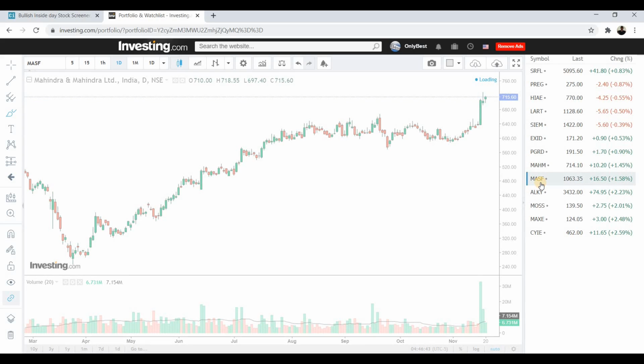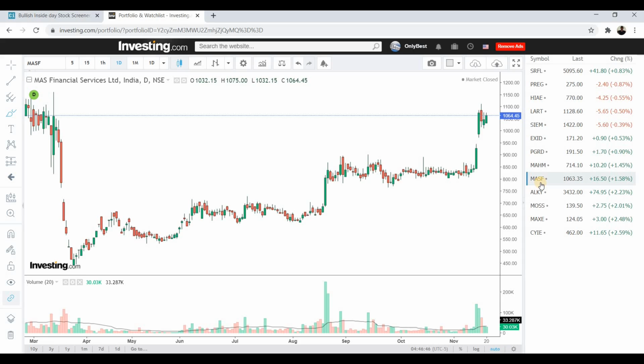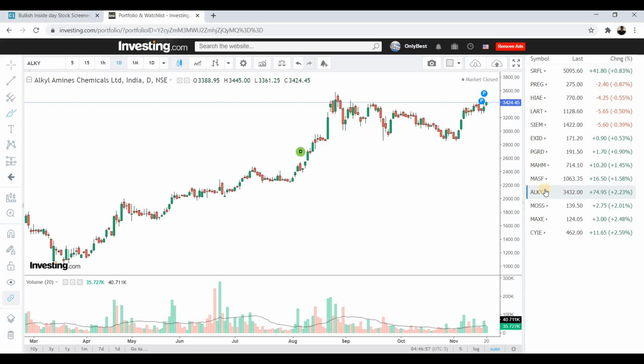So next one is MAS Financial Services. Again, it does not look like it is going to fit in our rules. So next one is Alkyl Amines. I hope I am pronouncing it the right way. Let's see the range of the 1 day ago candle. It is equal to 3265 and 3450. So it is more than 100, 200. So 185. So the current day's candle should be less than 90. Low is 3361.